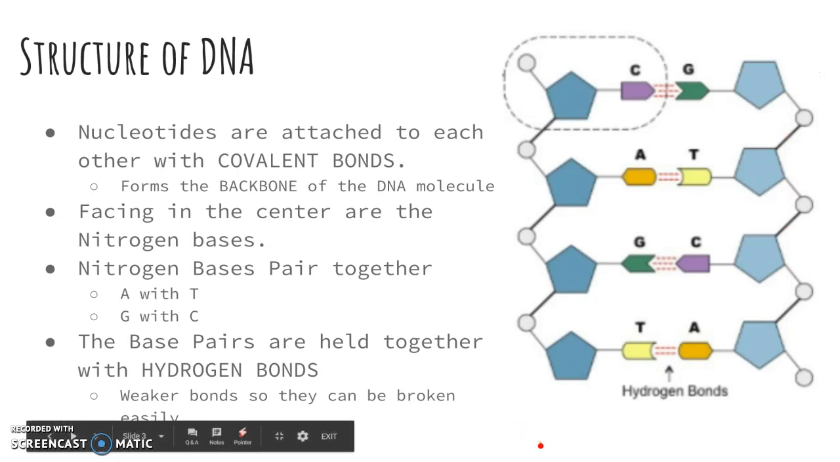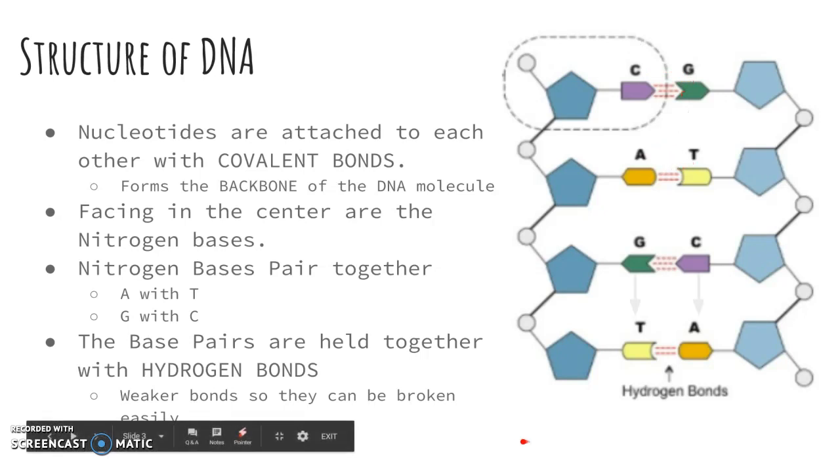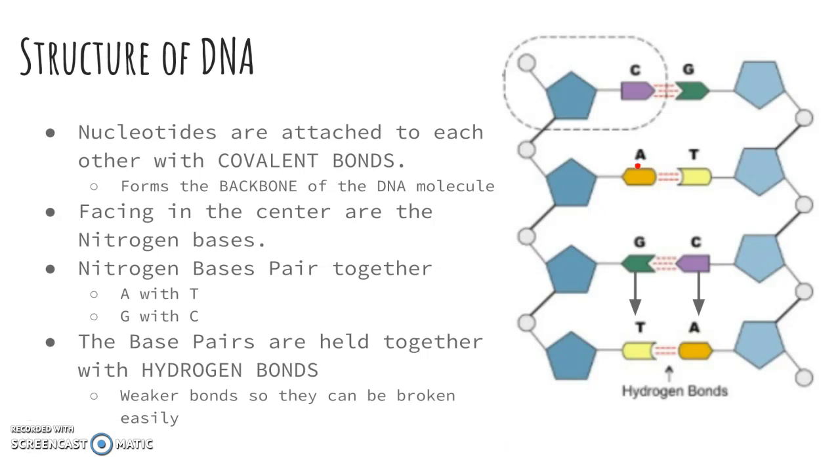Now in the center, you're going to have your nitrogen bases. Your nitrogen bases face each other and they are complementary. So C and G are always going to pair together, and A and T are always going to pair together. And the way to remember that, apples are in the tree, cars go in the garage. So A with T, C with G.